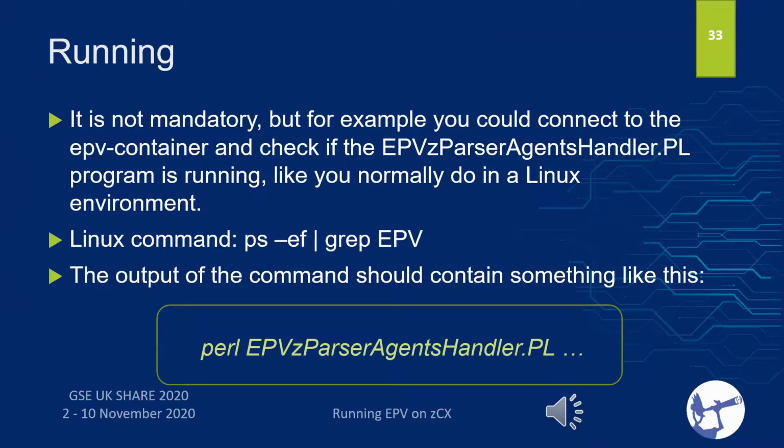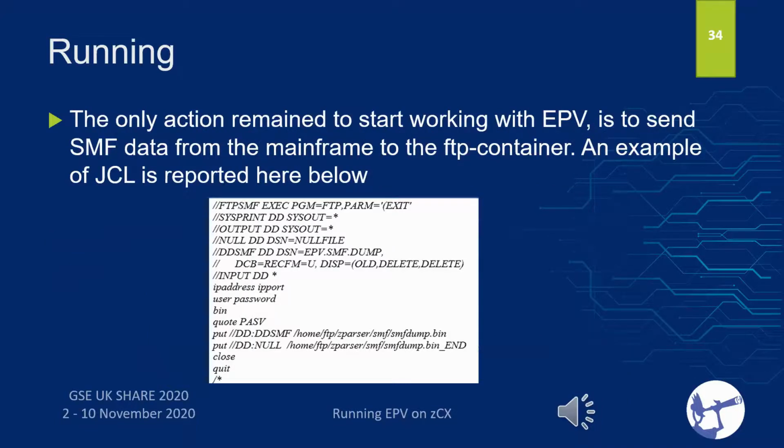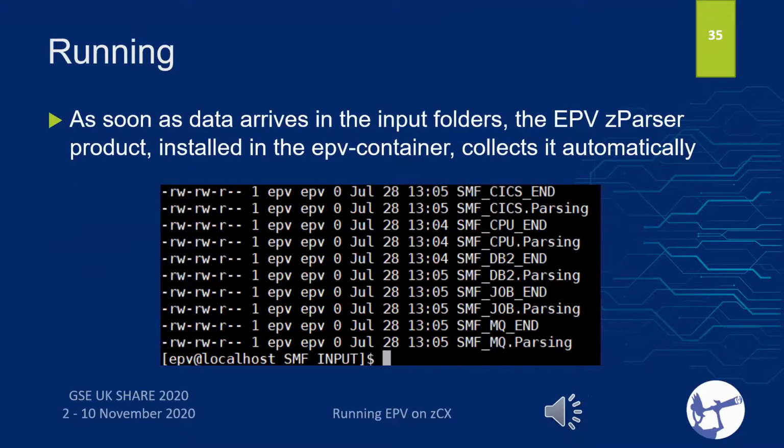If you want to check if EPVZ-parser is up and running, you can run the following Linux command and check if in the output you can find the EPVZ-parser agentHandler.pl program. To send the SMF files to the FTP container, you can use the following example. After the FTP of the SMF files is performed, you should see the files in the $EPV path, user profile, EPV, input, EPVZ-parser input, SMF input folder. And of course, this folder is located on the EPV container.